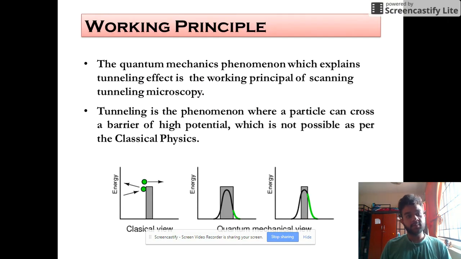So, what is the working principle of an STM, the scanning tunneling microscope? The quantum mechanical phenomenon which defines the tunneling effect is also the working principle of the scanning tunneling microscope. The tunneling effect is the phenomenon in which a particle moves across a high potential barrier, which is not possible in classical physics.